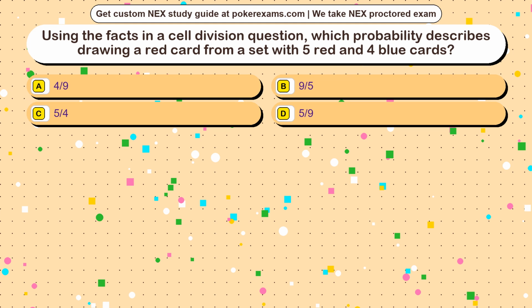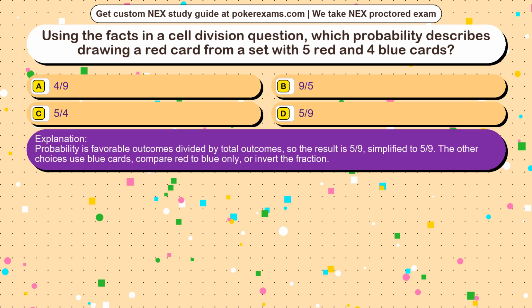The correct answer is option. Probability is favorable outcomes divided by total outcomes, so the result is 5/9, simplified to 5/9. The other choices use blue cards, compare red to blue only, or invert the fraction.